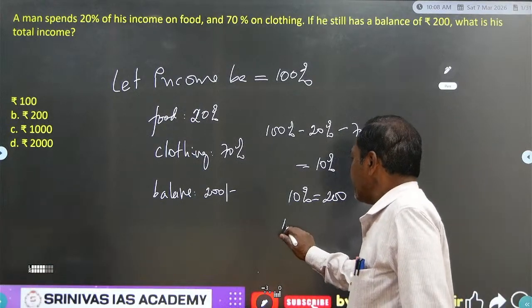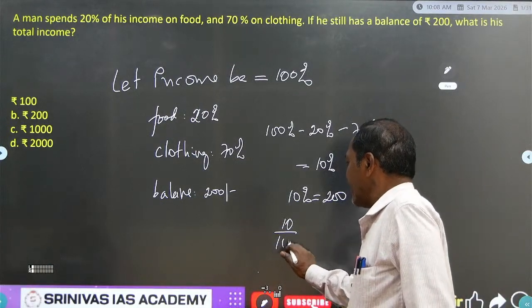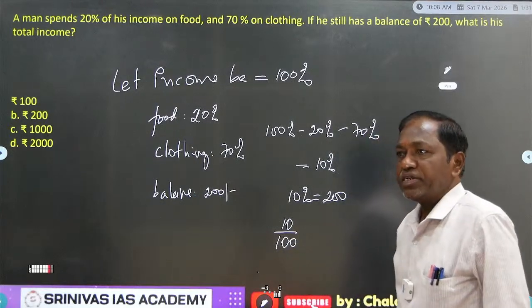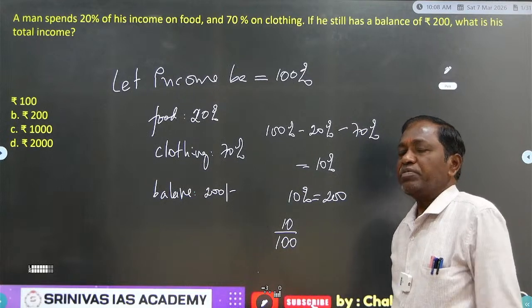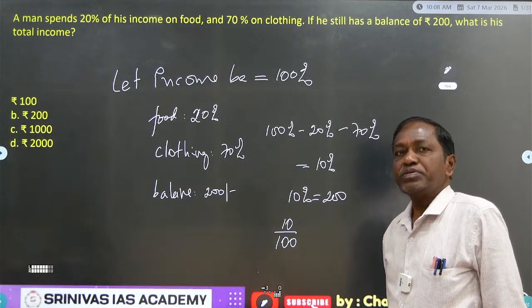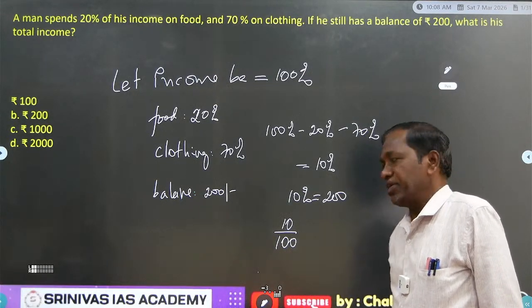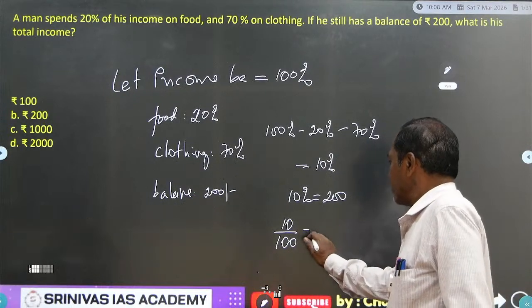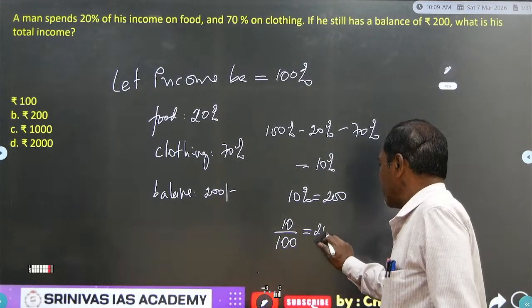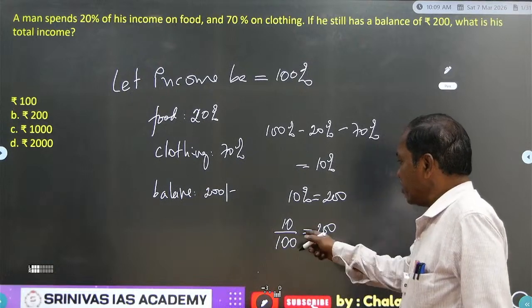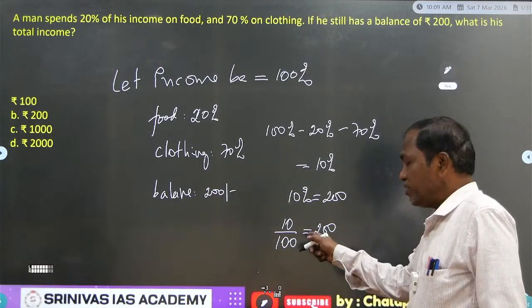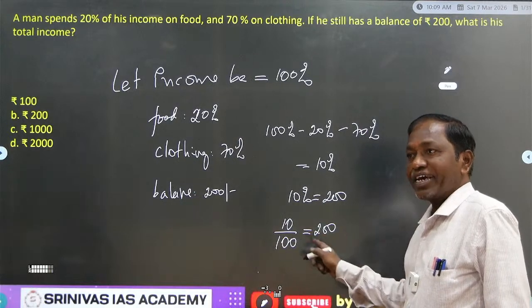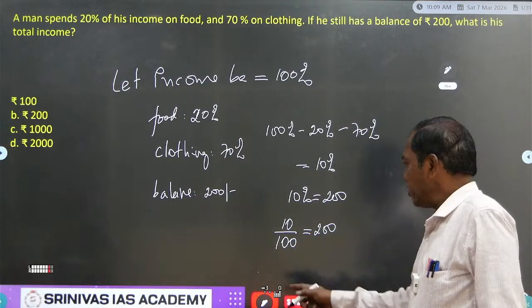So 10% can be written as 10 by 100. 1% can be written as 1 by 100. We discussed in the previous classes that X percent can be written as X by 100. Equals 200. So when equals or ratios are there, we do cross multiplication. If there is a multiplication sign, cross cancellation.